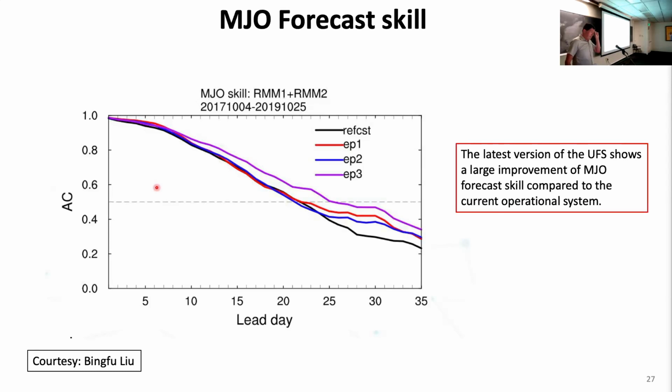And the first thing we looked at is our forecast of the Madden-Julian Oscillation. And this is just like a benchmark. How do we do? The black line is the current operational system. The dashed line is at 0.5, and in that case it shows useful skill out to about 22 days, whereas the latest version of the model we have has useful skill now at 25 days. So this is a big improvement in our skill of the Madden-Julian Oscillation.